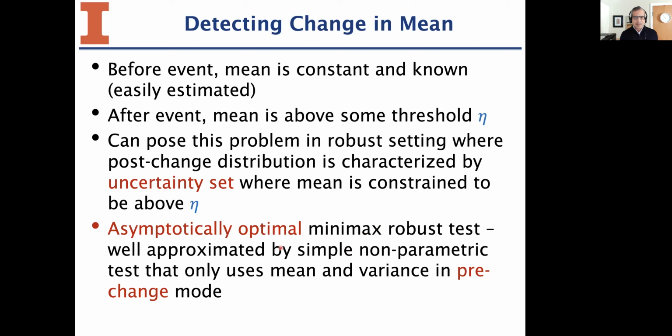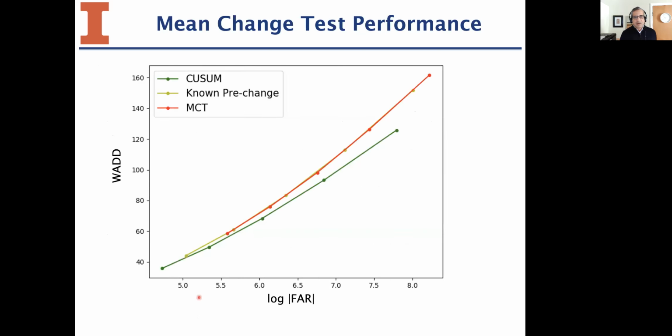But then we showed that this can be well approximated by a simple non-parametric test that only uses the mean and variance in the pre-change mode. Okay, and to convince you that this is a good test, we actually did some simulations to compare the performance of what we call the mean change test, MCT, and that's shown in red.